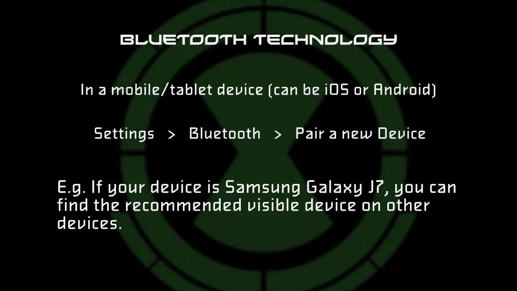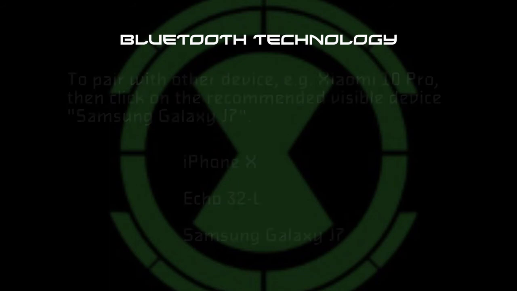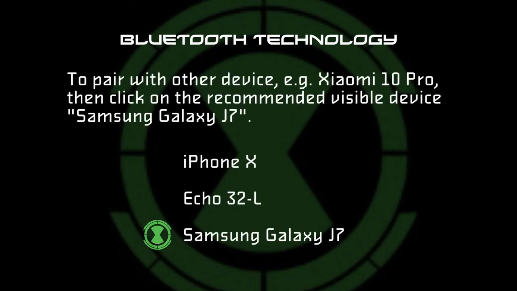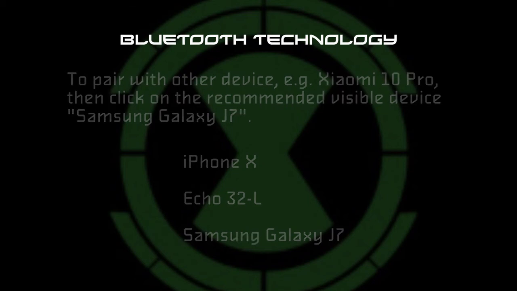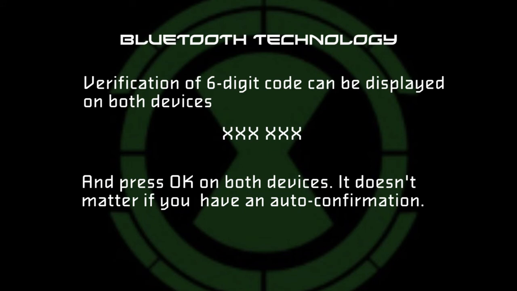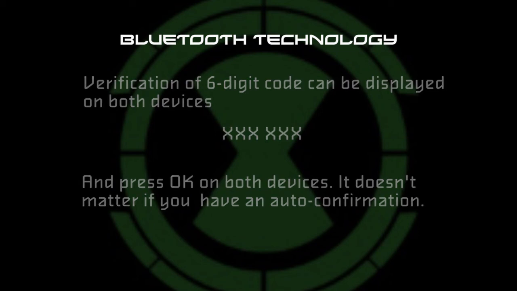To pair a new device, wait and have a look until the names of the devices appear. If you would like to pair another device for sharing files, for example, Xiaomi 10 Pro. Once you have paired the device, a verification 6-digit code will be displayed on both devices. Press OK on both devices. Auto confirmation can either be asked or not, it doesn't matter what you want.